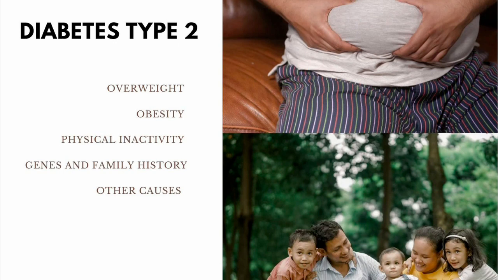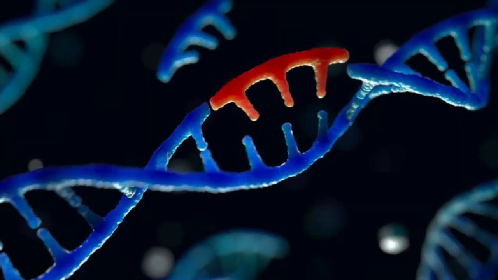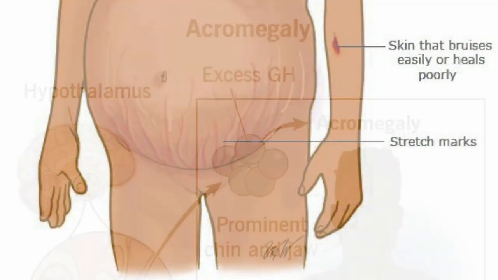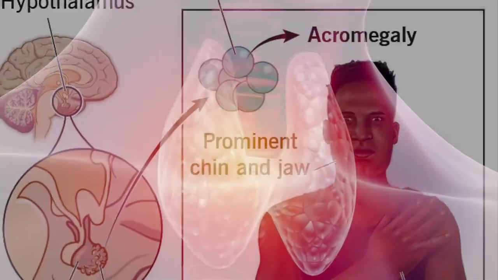Although the already mentioned causes of diabetes are the most common ones, there are other causes that could develop the disease. These include genetic mutations like monogenic disease, cystic fibrosis, and hormonal disease like Cushing syndrome, acromegaly, and hyperthyroidism.